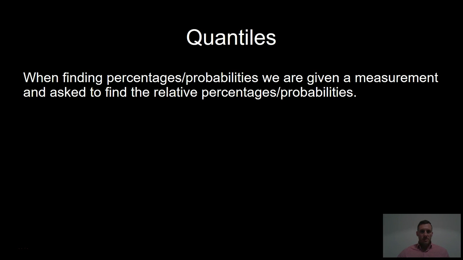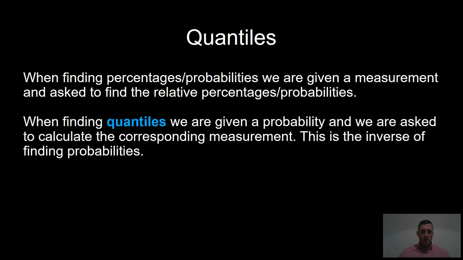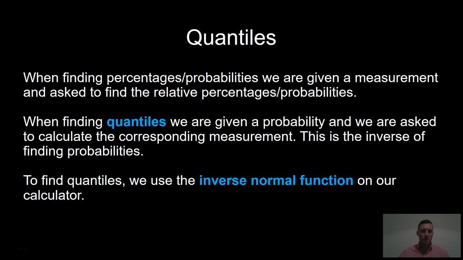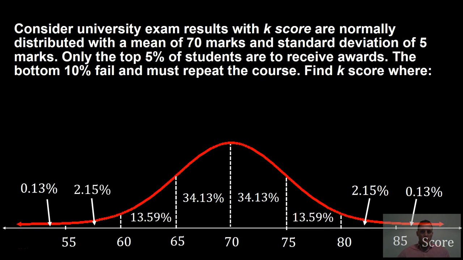When finding percentages or probabilities, we're given a measurement and then asked to find the relative percentage or probability. When finding quantiles, we're given a probability and we're asked to calculate the corresponding measurement. This is the inverse of finding probabilities. To find quantiles, we use the inverse normal function on our graphics calculator. In the last example, we were calculating the percentages and probability for below and outside a certain deviation from the mean. Sometimes we might want to use the percentage or probability of something occurring to find the measurement.